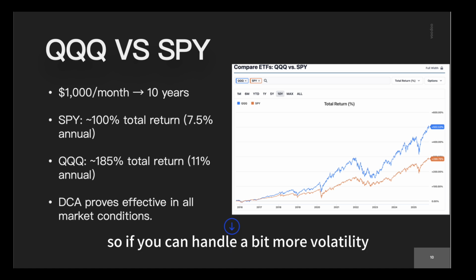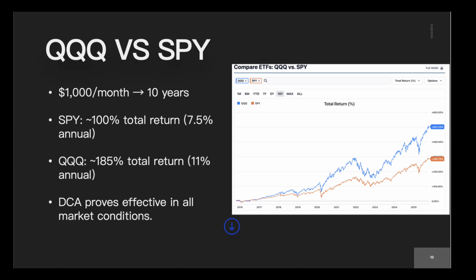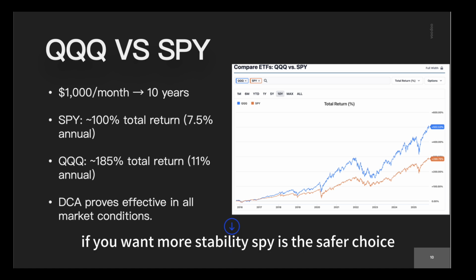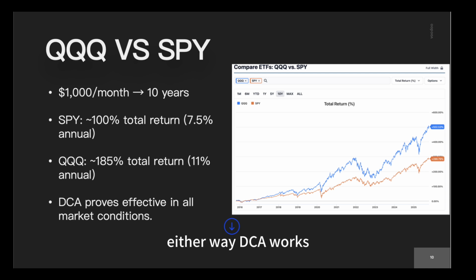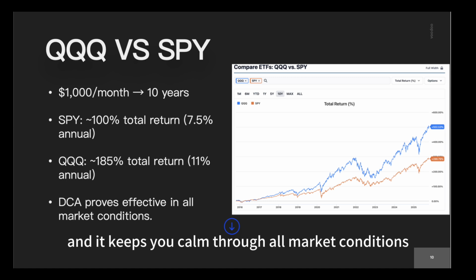So, if you can handle a bit more volatility, QQQ gives you higher returns. If you want more stability, SPY is the safer choice. Either way, DCA works. It's simple, disciplined, and it keeps you calm through all market conditions.